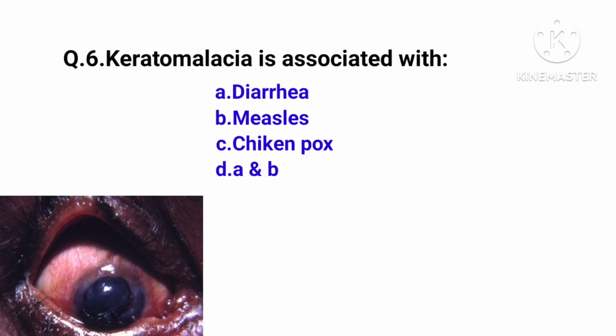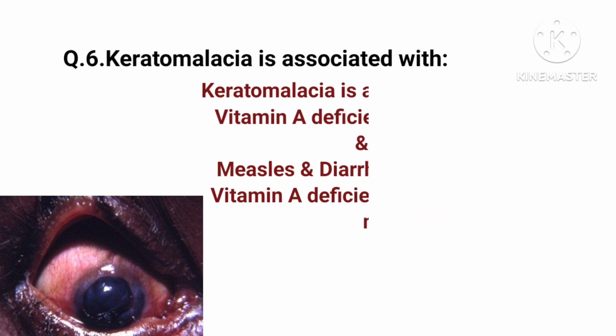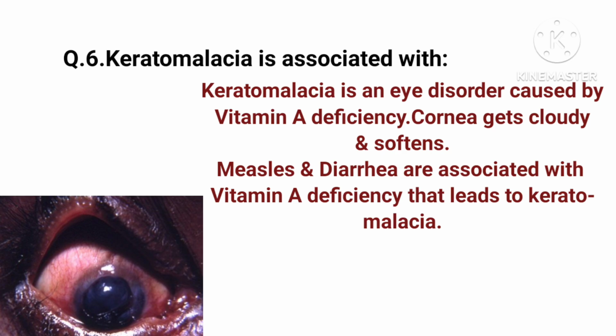Keratomalacia is associated with diarrhea, measles, chickenpox, or option D, A and B. Here the right answer is option D, A and B, means diarrhea and measles. Keratomalacia is an eye disorder caused by vitamin A deficiency. Cornea gets cloudy and softens. Measles and diarrhea are associated with vitamin A deficiency that leads to keratomalacia.